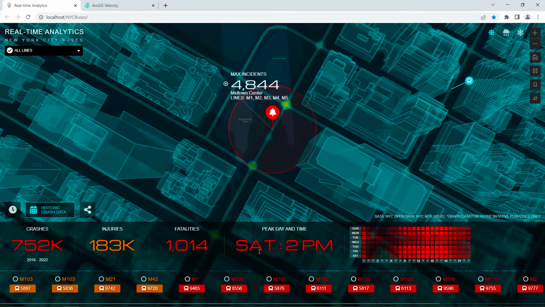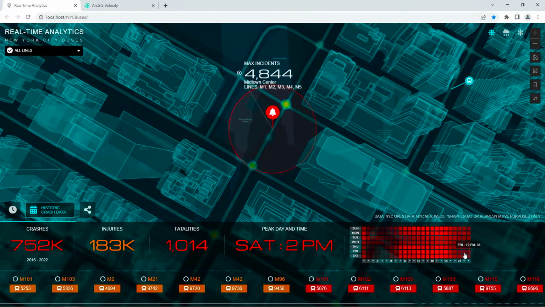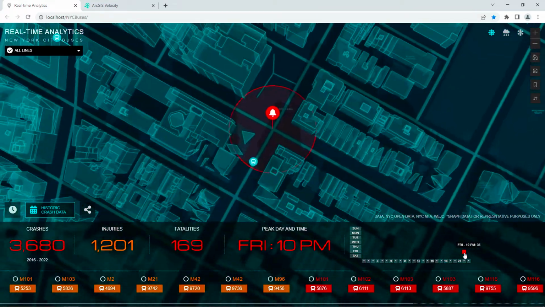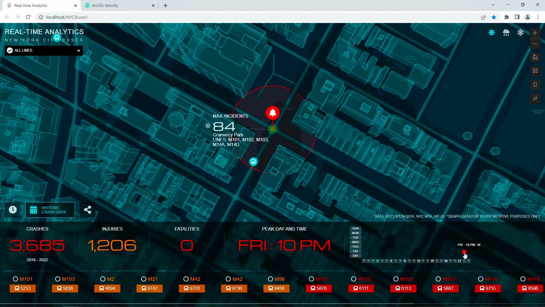A temporal analysis shows that most accidents happened on Saturdays at 2 p.m. This chart shows the number of accidents by time of day and day of week, so we can easily filter data. On Friday nights, you can see that the buses operating in this Gramercy Park location were impacted the most.